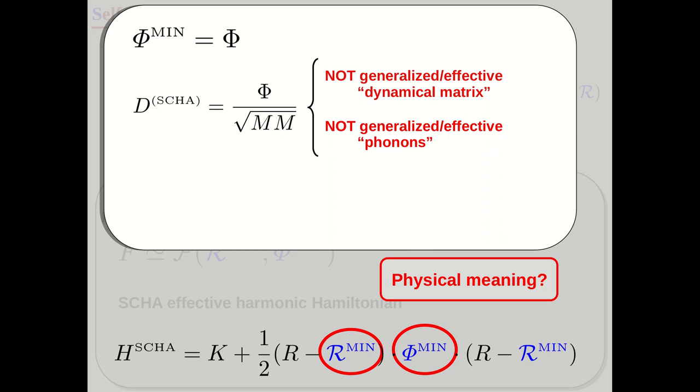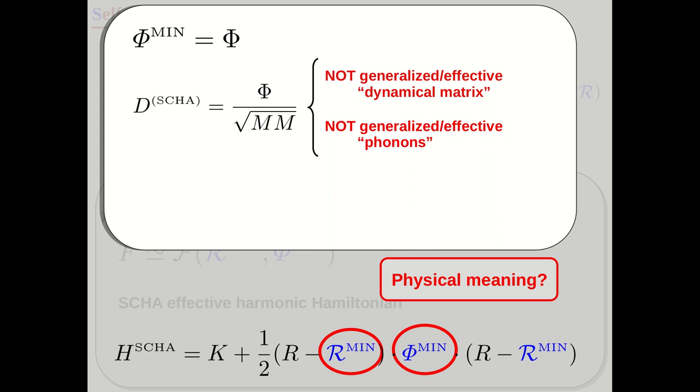This is a trickier question, because naively, we could think that this phi minimum is a sort of anharmonic generalization of the standard harmonic force constant matrix. In particular, if we divide this phi at the minimum, which I have called simply phi here, by the square root of the masses, then we could think that this is the anharmonic generalization of the standard dynamical matrix.